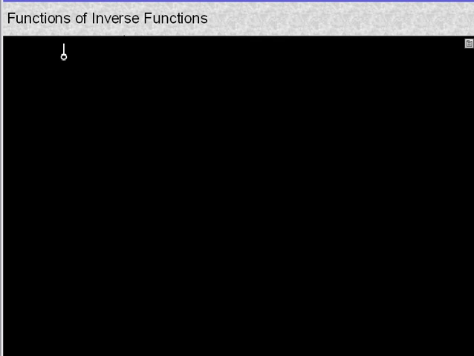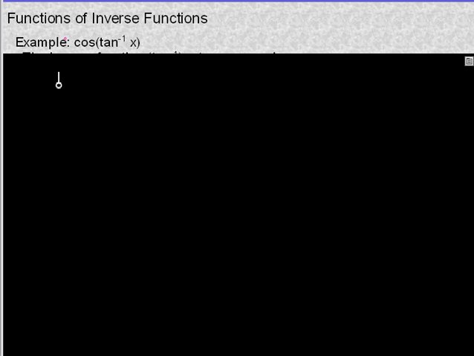So, what are functions of inverse functions? Here's an example. It looks kind of unwieldy and scary, but it's really just a composite function. So we had functions f of g of 3. This is a composite function. We knew to work from the inside out. We would find g of 3, get that answer, so let's say g of 3 was 10, then we would find f of 10. So this is exactly the same kind of concept. We're going to find the inverse tangent of this ratio first, and then we're going to find the cosine using the answer.